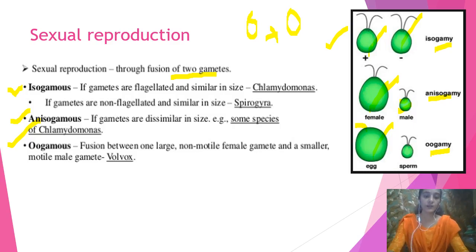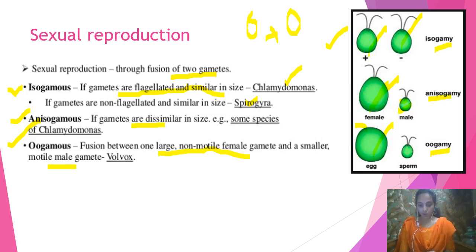Okay, now let's see with the examples. If the gametes are flagellated and similar in size, example Chlamydomonas. And if the gametes are non-flagellated and similar in size, example Spirogyra, and both come under isogamous. Now anisogamous, if the gametes are dissimilar, example Chlamydomonas. And another one, oogamous, that is the fusion between a large non-motile female gamete and a smaller motile gamete. An example is Volvox. So these are the three types.